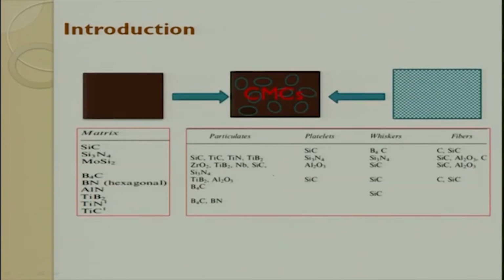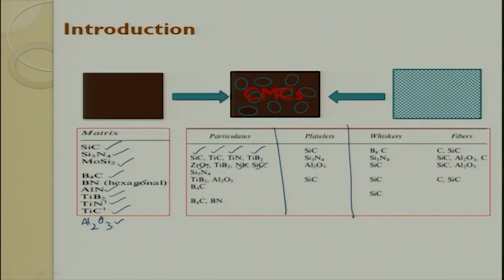So, these are the matrices. You have SiC, Si3N4 silicon nitride, molybdenum silicide, boron carbide, boron nitride, aluminum nitride, TiB2, TiN, TiCN and alumina, which is very commonly used. If you see the particulates, we can see TiC can be there, SiC can be there, TiN can be there, TiB2 can be there. You can have zirconium oxide, you can have niobium, and you can have silicon nitride, B4C we have seen.